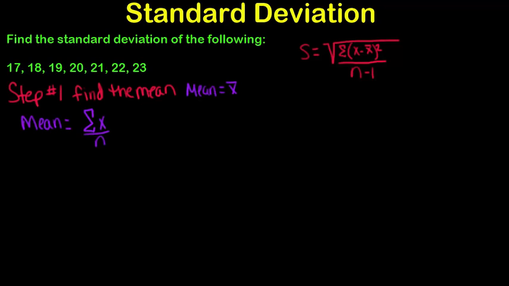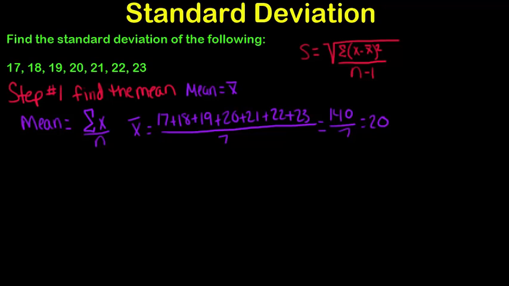To begin with, we will find the mean. The mean is equal to the sum of the data set divided by the number of items in the data set. So that is 17, 18, 19, 20, 21, 22, and 23 divided by the number that we have, which is 7. So that's 140 divided by 7, which gives us 20.